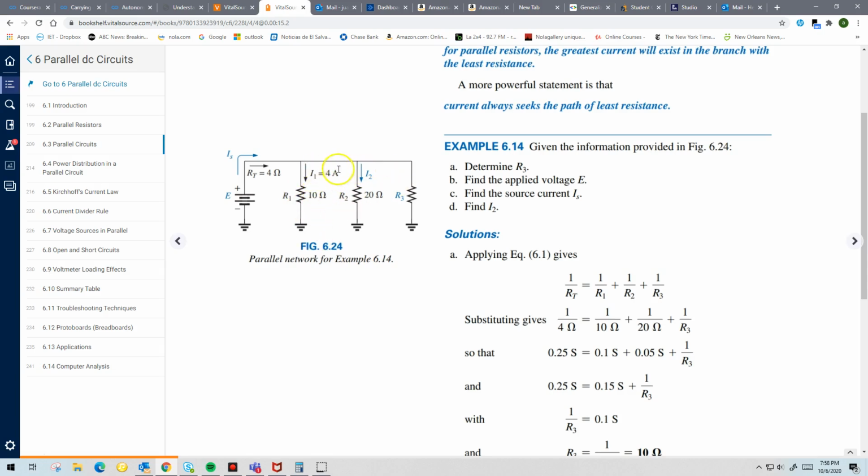However, by Ohm's law, you can find the voltage across R1. It's just the product, 4 times 10, the voltage by Ohm's law. So that's 40 volts. But what do you know? You know that the voltage across each of those resistors is the same because they're in parallel. And that voltage is the same as the source voltage. So right there, you know the voltage. And if you know the voltage, you know this current.